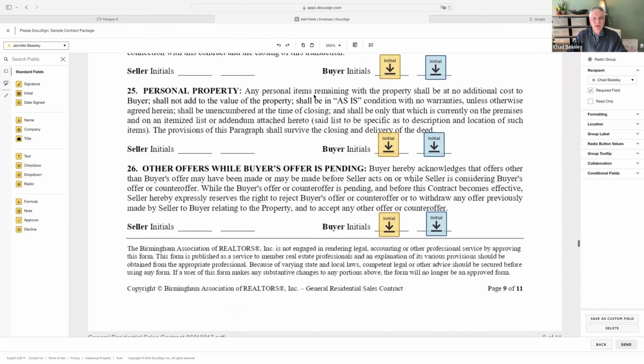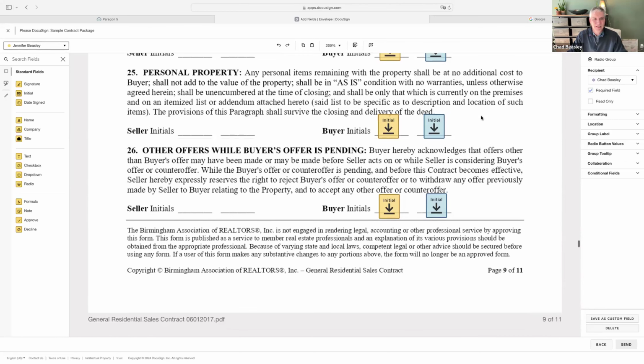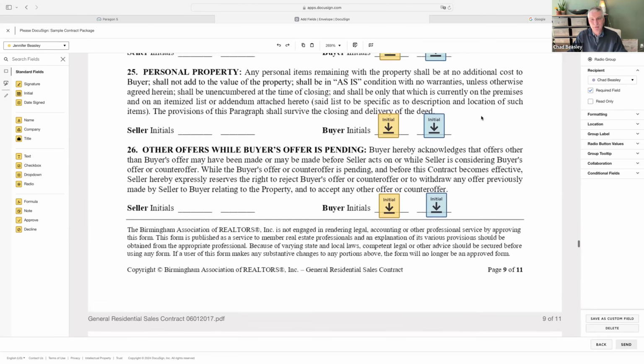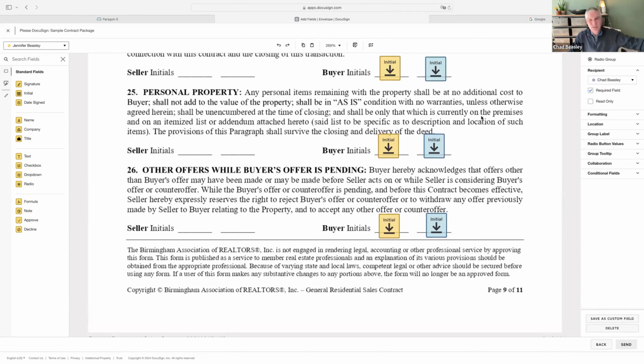Number 25, any personal items remaining in the property shall be at no additional cost and shall not add value to the property. They shall be in as-is condition with no warranties unless otherwise agreed herein, shall be unencumbered at the time of closing, and shall be only that which is currently on the premises and on an itemized list or addendum attached hereto. So it's just basically saying the personal property, the patio furniture that they asked for out back and the refrigerator in the garage that's staying and all that stuff, is in as-is condition.